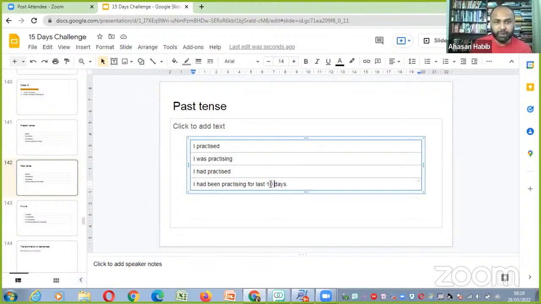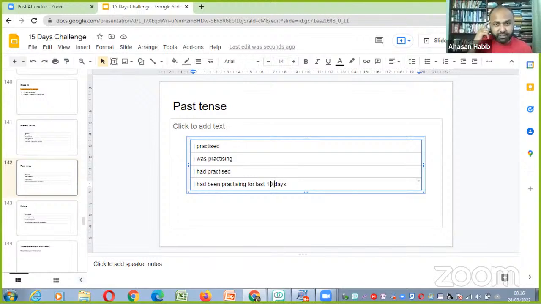For example, then you can practice: I spoke, I was speaking, I had spoken, I had been speaking for the last 2 hours, right? So this is how you need to make a lot of sentences. I attended the class, I was attending the class, I had attended the class, I had been attending the class for the last 10 days. So this is how you need to make a lot of sentences.